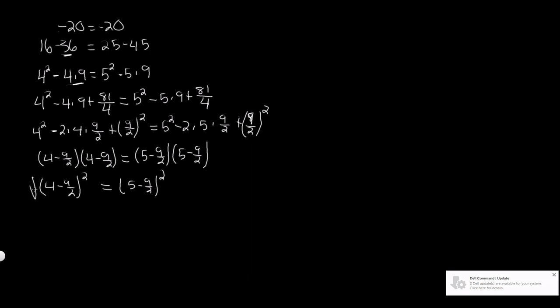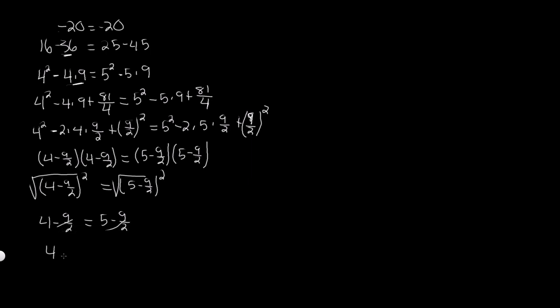If we take the square root of both sides, it is now 4 minus 9 over 2 is equal to 5 minus 9 over 2. If we add 9 over 2 to both sides, they just cancel, and we get 4 is equal to 5. And if we subtract 4 from both sides, we get 0 is equal to 1.